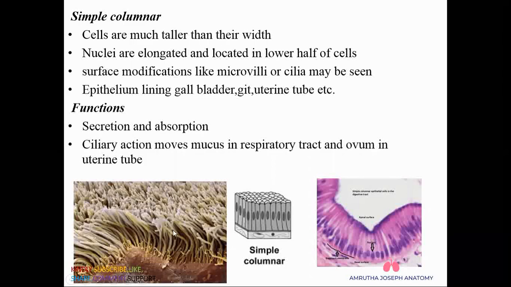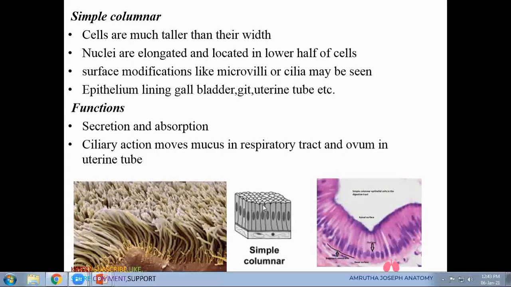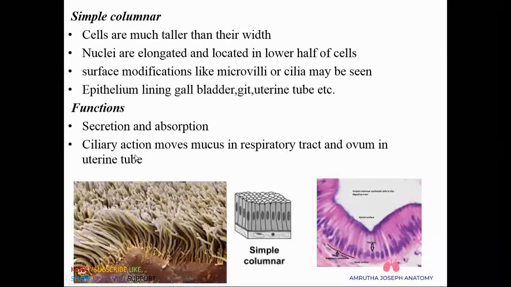Now, if you have cilia at the top of the simple columnar epithelium, the function is a little different. Here, movements of the cilia are possible. The function is mainly in the respiratory tract, which starts from the nose and ends with the lungs in the form of alveoli. So there we have epithelia with cilia. I said cilia are the surface modifications. So what does cilia do? It moves the mucus.